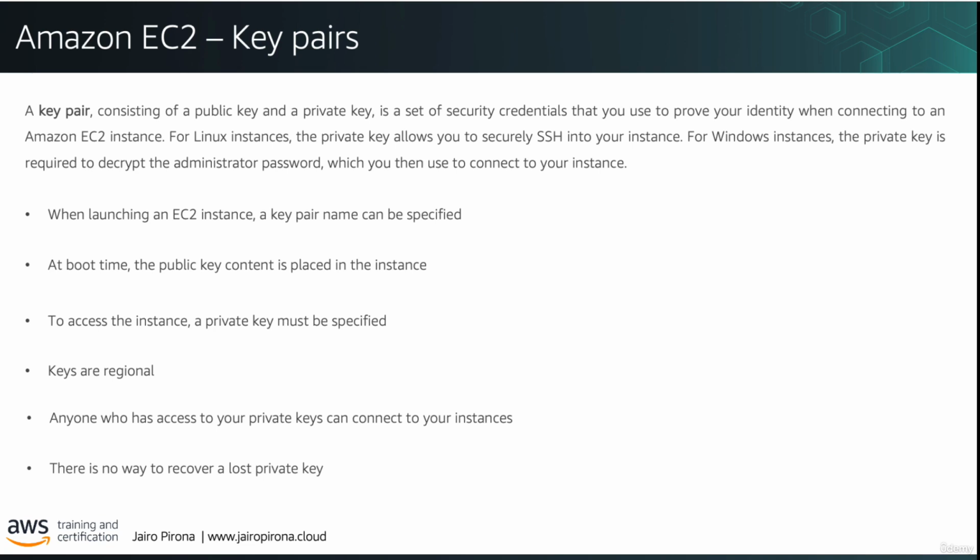That is, Amazon EC2 does not keep a copy of your private key, so if you lose it, you cannot recover it directly. However, there are some options to recover access to your EC2 instance, but that's another topic. Now, for Windows instances, the key pair can be used to decrypt the password, and for Linux instances, the key pair can be used to log in directly using the SSH command. So, let's go to the AWS console and look at this in more detail.